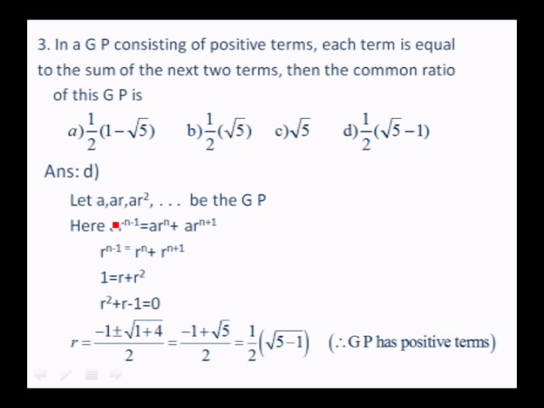So R to the power of n minus 1 is R to the power of n plus R to the power of n plus 1. So here also you can cancel R to the power of n minus 1. 1 is equal to R plus R square.